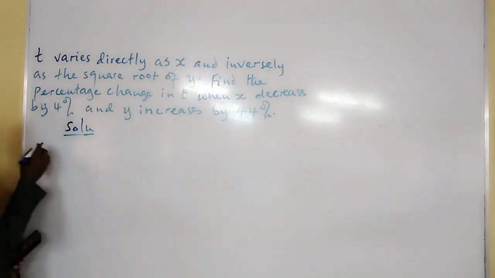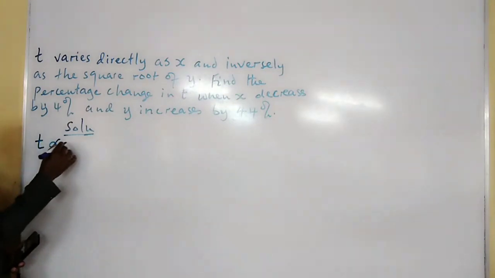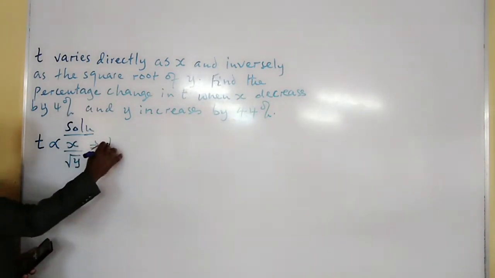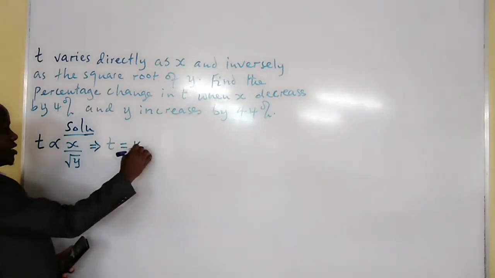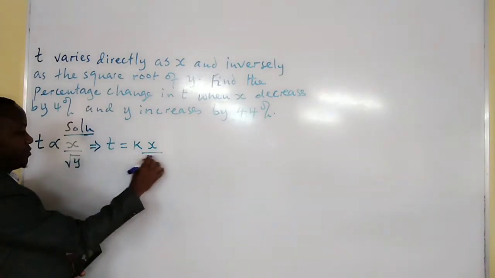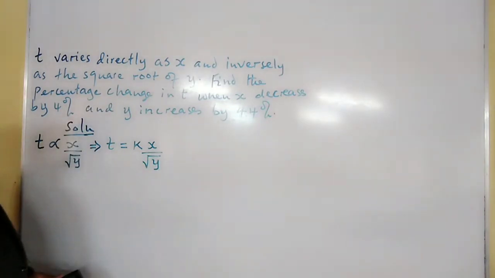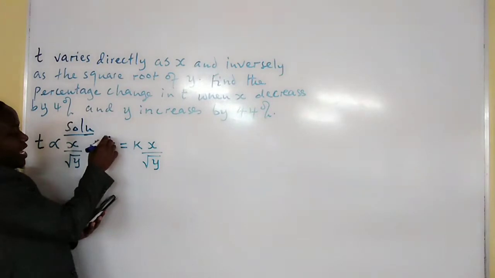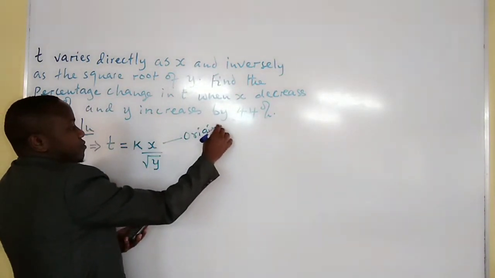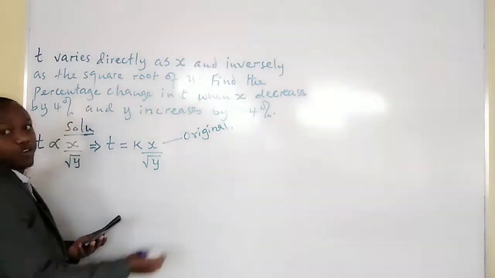We will start by getting a simple expression. T varies directly as x and inversely as the square root of y. Then from this, we can say that t equals a constant of proportionality k times x divided by the square root of y. This is the original expression for t.